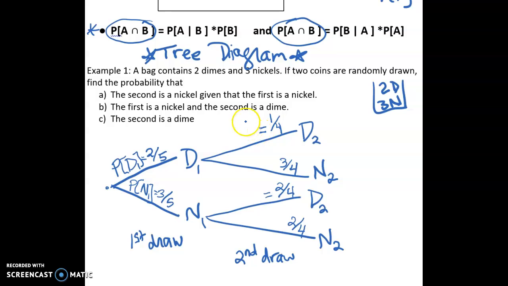Is this the probability of getting a dime on the second? Because if it was, then the probability of getting a dime on the second could be 1/4 or it could be 2/4, and it can't be two different things, right? So in other words, this depends on what happened beforehand. So this is a conditional probability. All of these are conditional probabilities on the second set of branches.